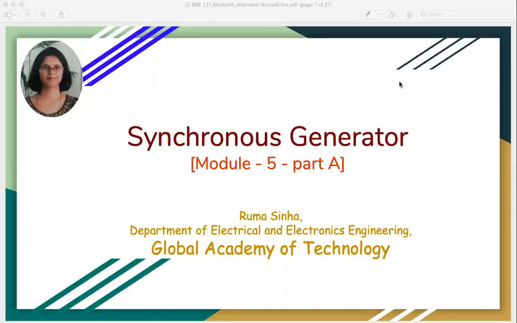Welcome back. In this class, we'll be learning about the three-phase synchronous generator. We also call it an alternator. This three-phase synchronous generator generates three-phase AC voltage, and the speed at which the rotor is rotated is constant, so that the AC voltage that is produced has a constant frequency. We also call this an alternator as it generates alternating voltage.